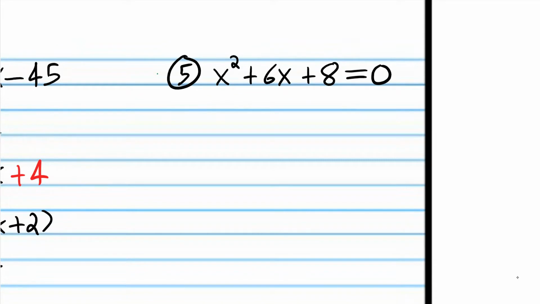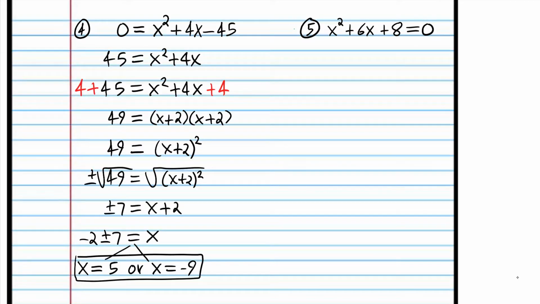Okay, so try number 5. Remember, the first step is to get that 8 on the other side. And then remember, there's 2 things to do to complete the square. You need to take this number, divide by 2, and square it, and then add that number to both sides of the equation. But again, first take this and put it on the other side. Try number 5, and when you come back, we'll do it together.